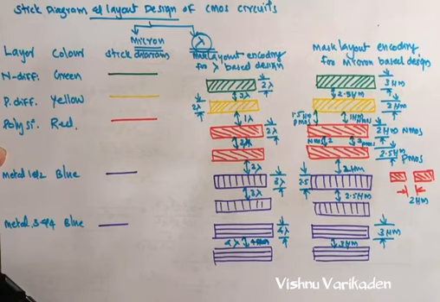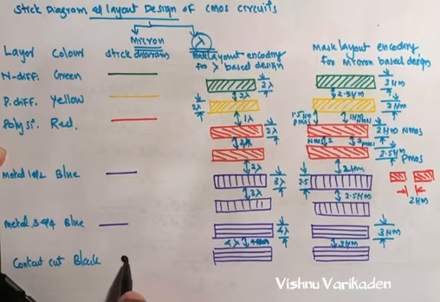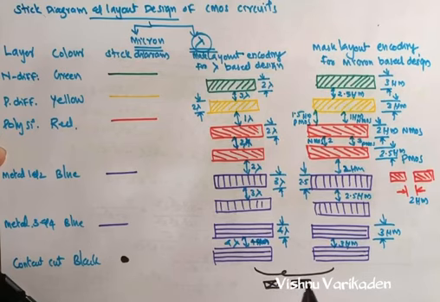So the next one is contact cut. That is denoted by black color. So this is our contact cut. In this mask layout, it is a fully blacked box or crossed box. It is the same for the lambda and micron based layouts.